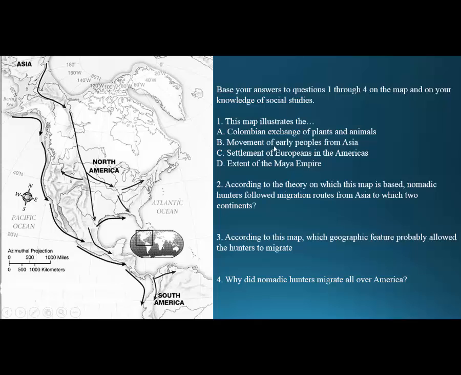B, movement of early people from Asia. Does this map show you the early people's movement from Asia? C, settlement of Europeans in the Americas. Does this map show you Europeans settling in America? D, the extent of the Mayan Empire. Does this map show you the Mayan Empire?